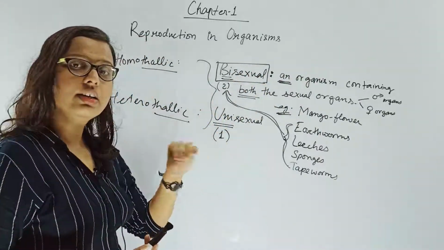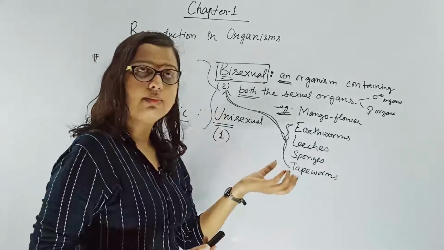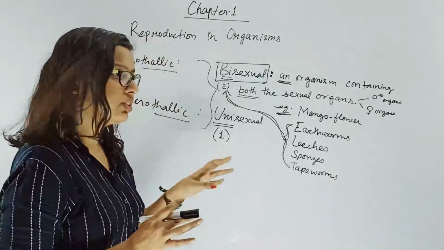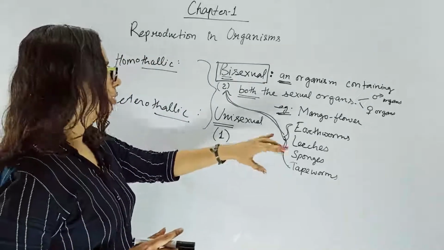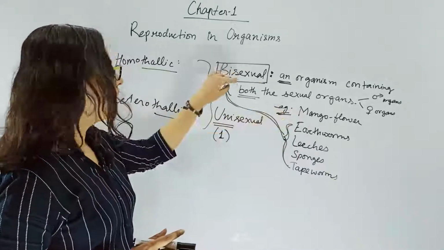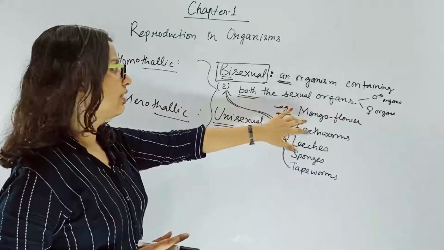Pistil is also there. Carpel is also there. Stamen is also there. So these particular animals are bisexual. There are certain plants which are bisexual.